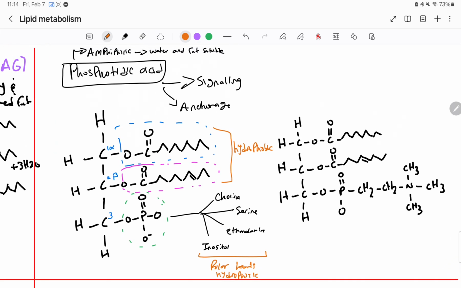Now, let's take an example here, okay? And let's look at an example of a phospholipid called phosphatidylcholine. Note the word choline. Another way, by the way, that we can call phosphatidylcholine is lecithin. It's just another name for it. Okay, lecithin. So phosphatidylcholine. What's special about it?